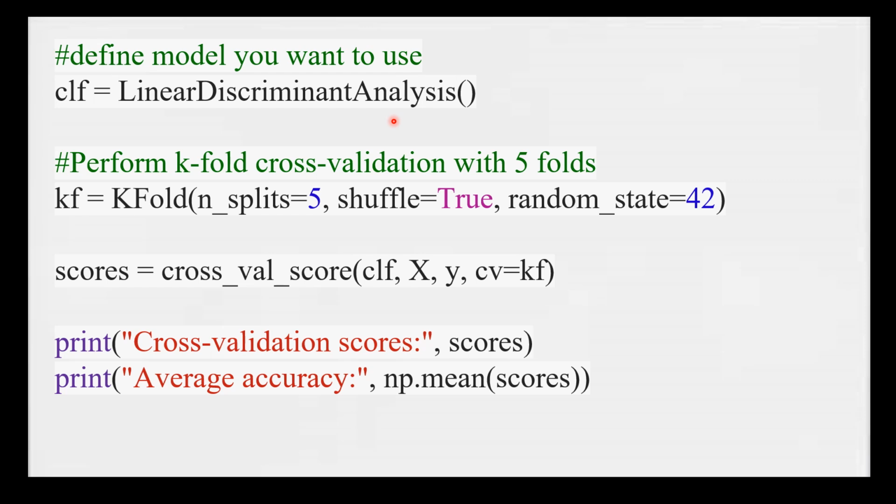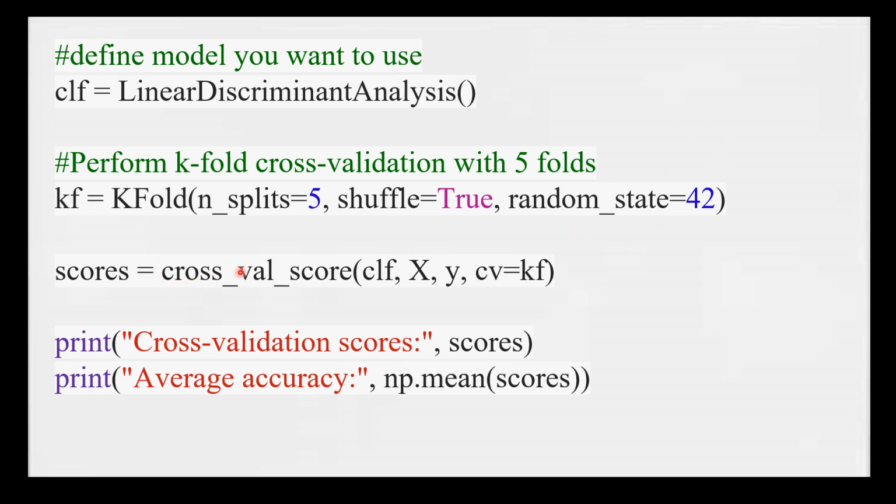The KFold class from sklearn.model_selection is used to perform k-fold cross validation. The n_splits parameter sets the number of folds, and in this case we are taking it as 5. Then shuffle=True ensures that the data is shuffled before splitting. random_state=42 makes the result reproducible.